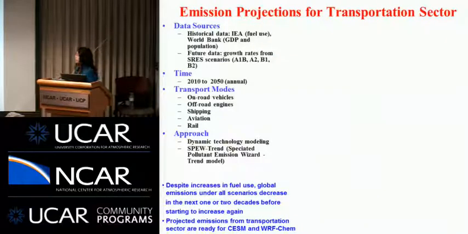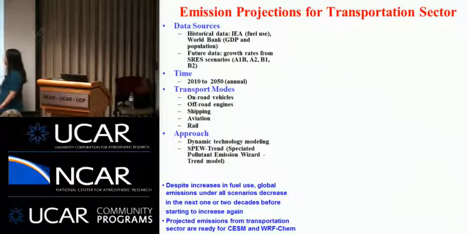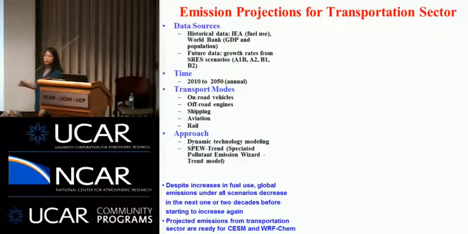Using data from various sources like IEA and the World Bank, and also growth rates from the IPCC's four scenarios, we project future fuel use and future emission change under all four IPCC emission scenarios, then split that into on-road, off-road, shipping, aviation, and rail.